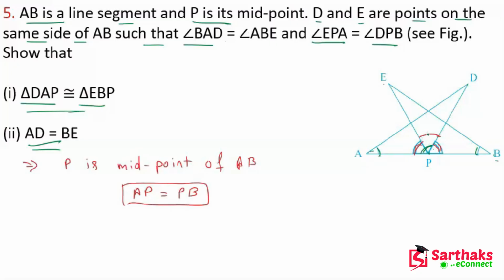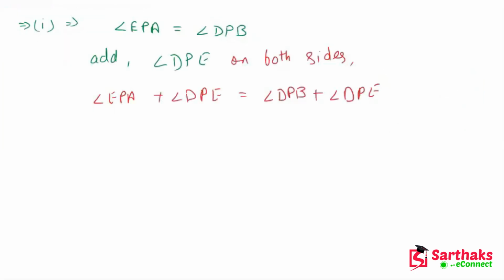And if we add angle DPE to angle DPB, this becomes angle EPB, this complete angle. So we get angle DPA equals angle EPB. Got it, my dear friends? I hope you get this point.